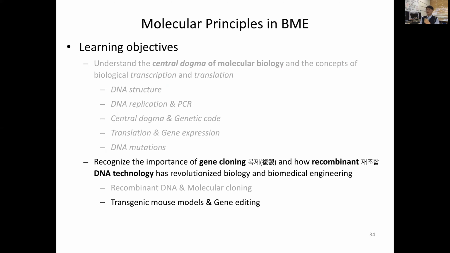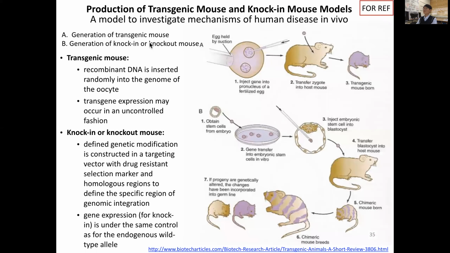So next, we will discuss transgenic mouse models and gene editing. You probably heard a lot about transgenic mouse models, or knock-in and knock-out mouse models. This has been very important for investigating mechanisms of human disease in a mouse model. And why do we study this in mouse? Because mouse is easy to manipulate genetically compared to human patients. Many in vivo experiments are done in mouse, rats or monkey, these non-human vertebrate animals.